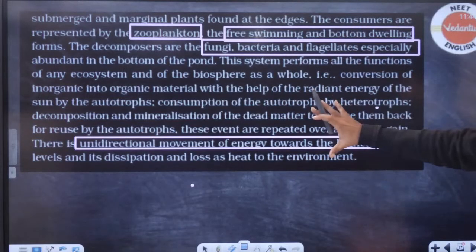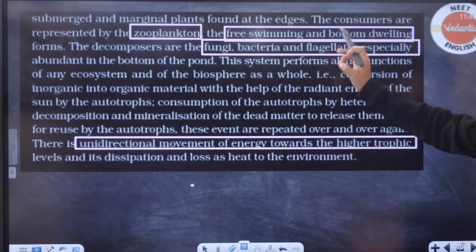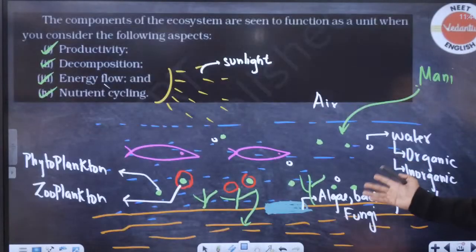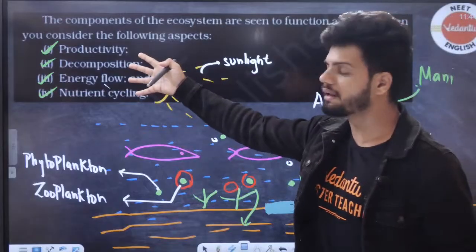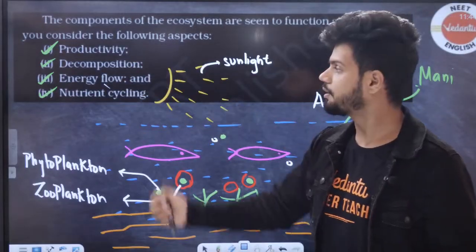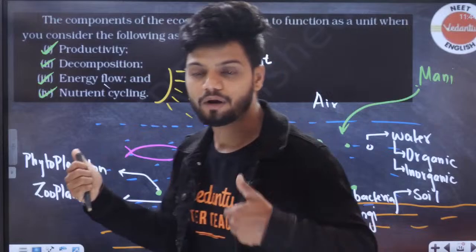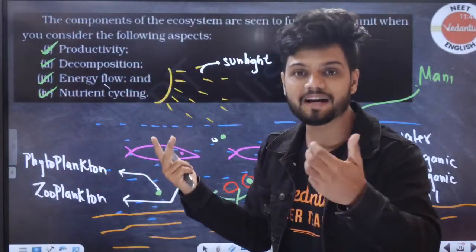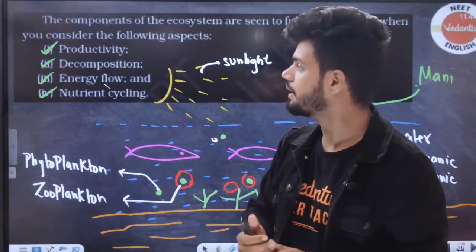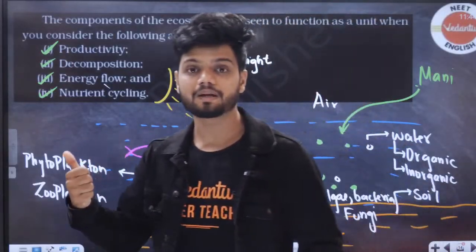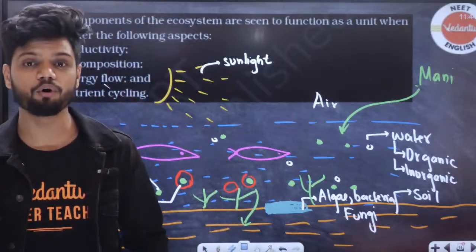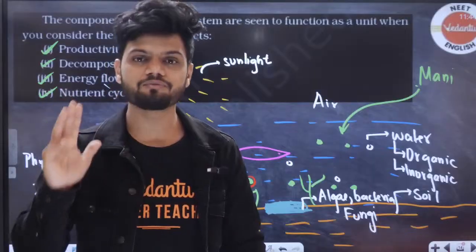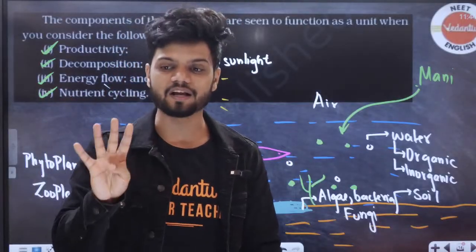This is your entire explanation of the pond ecosystem, which explains the 4 different pillars of ecosystem. Repeat after me students: productivity, decomposition, energy flow, and nutrient cycling. Repeat after me one more time. First one is productivity, decomposition, energy flow, and your last one is nutrient cycling. The 4 different pillars of ecosystem.